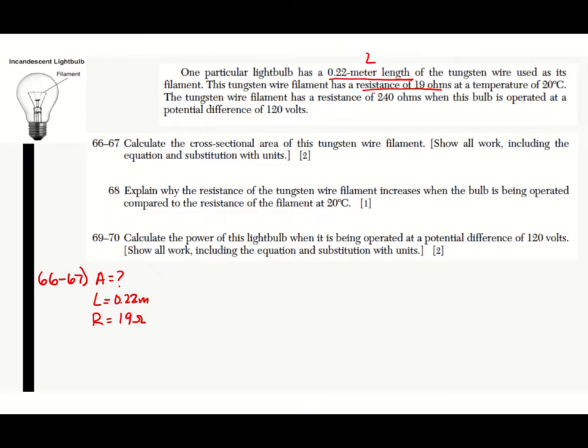The material of our wire is tungsten, so we need to look up the rho value on the reference table because we're going to use this equation: R equals rho L over A. That's not a P, it's rho, the Greek letter rho. So I'm going to pull up the reference table to show you.